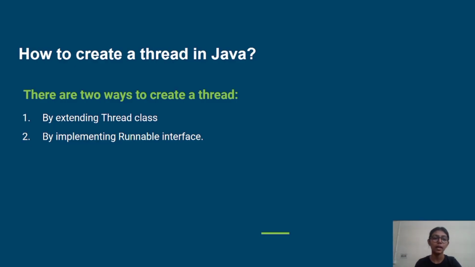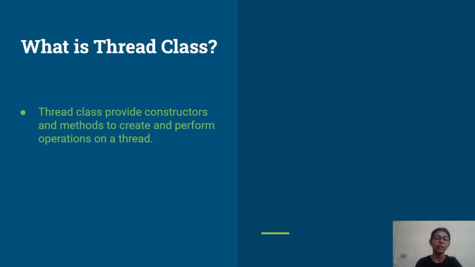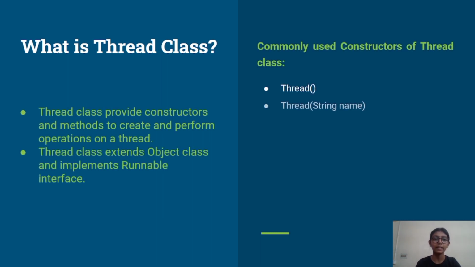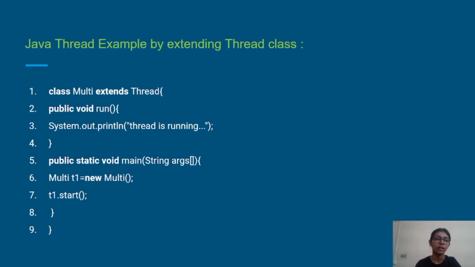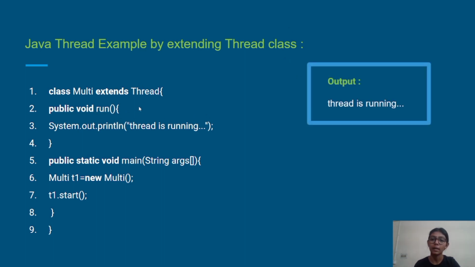How to create a thread in Java. There are two ways to create a thread: by extending the Thread class and by implementing the Runnable interface. First of all, we discuss what is the Thread class. The Thread class provides constructors and methods to create and perform operations on a thread. The Thread class extends the Object class and implements the Runnable interface. Commonly used constructors of the Thread class are Thread(), Thread(String name), Thread(Runnable r), and Thread(Runnable r, String name). And here is the example of extending the Thread class. In this example, we create a thread by extending the Thread class and calling the run method. And here is the output of extending the Thread class.